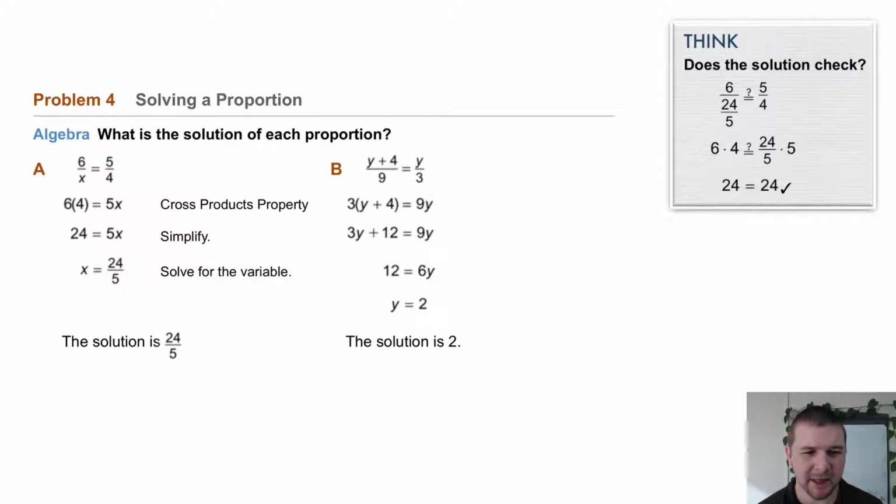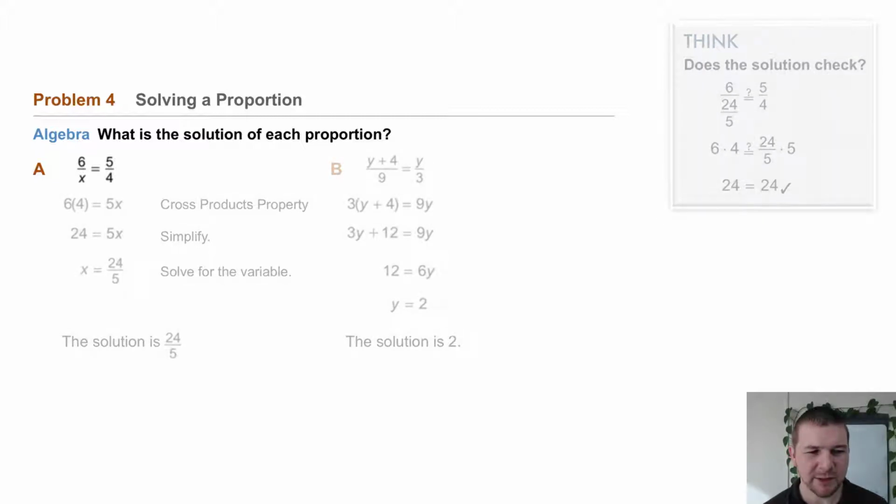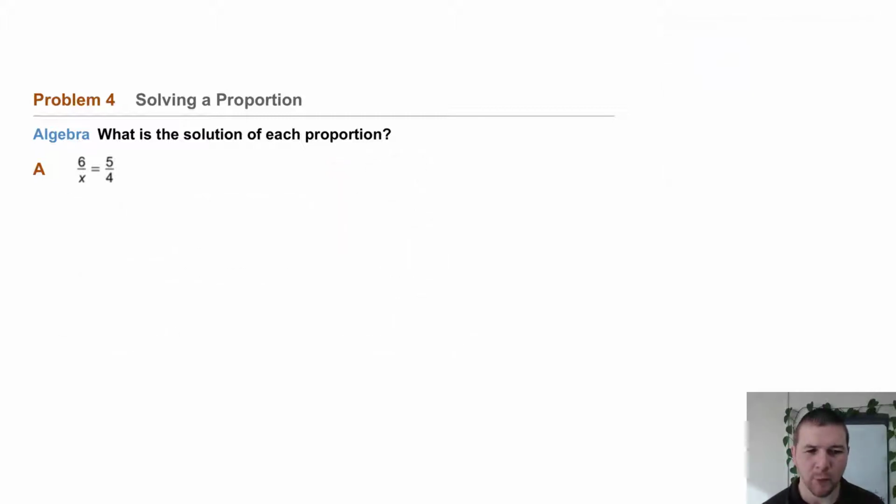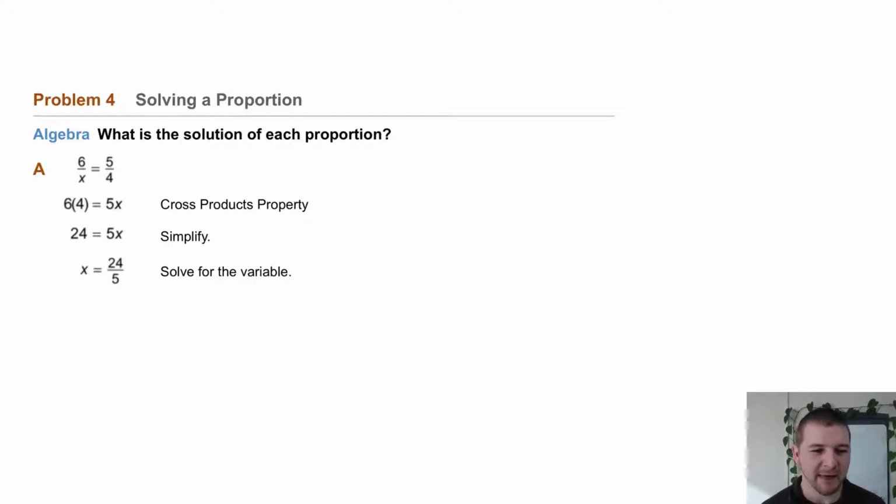Problem 4, solving a proportion. This one uses some algebra. What is the solution of each proportion? First, A, 6 over x equals 5 over 4. We'll use the cross products property, which tells us 6 times 4 equals 5 times x. Simplify and find that x equals 24/5. So the solution is 24/5.